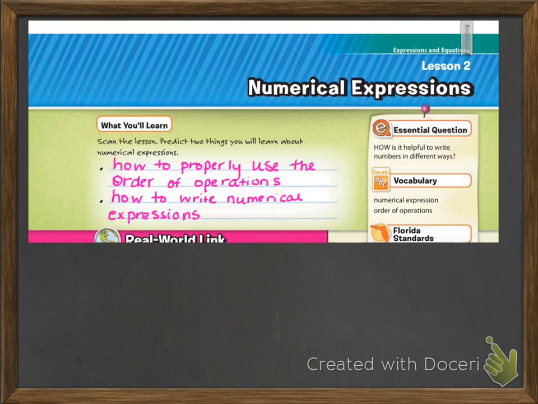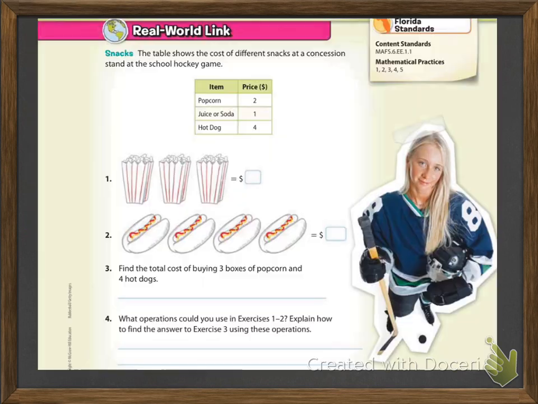All right, so in the book, throughout your scanning of the lesson, you should have seen that we're going to be learning how to properly use the order of operations. And this is just going to extend past what you already know about it. And we're also going to learn how to write numerical expressions. So let's get started.